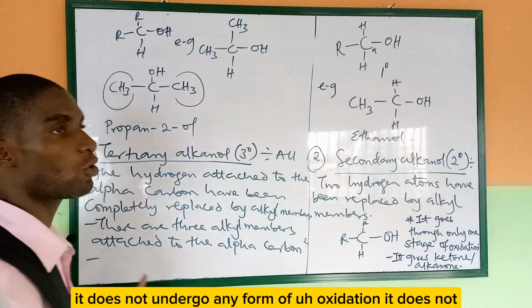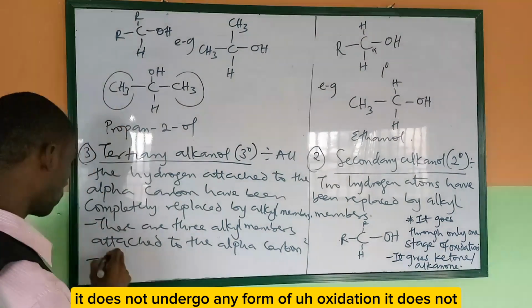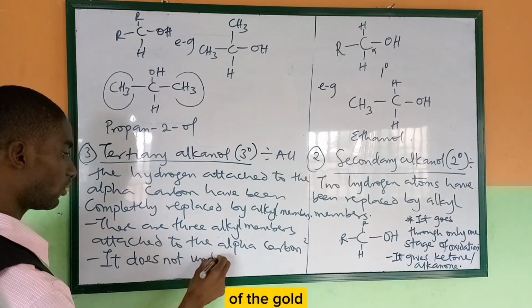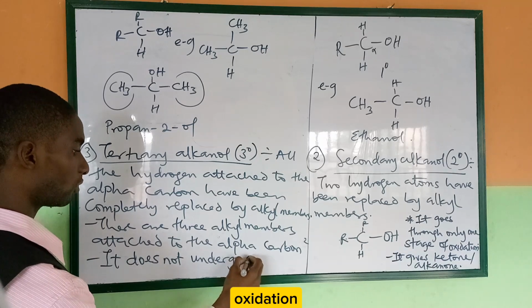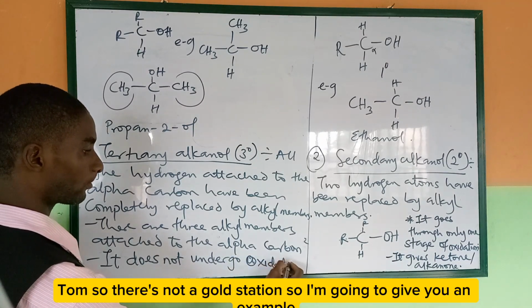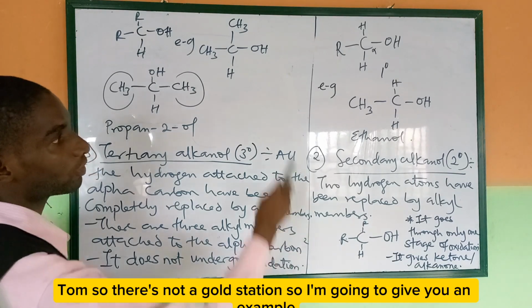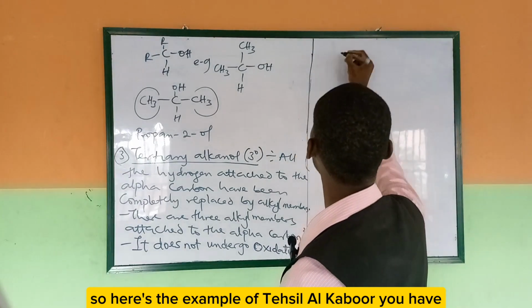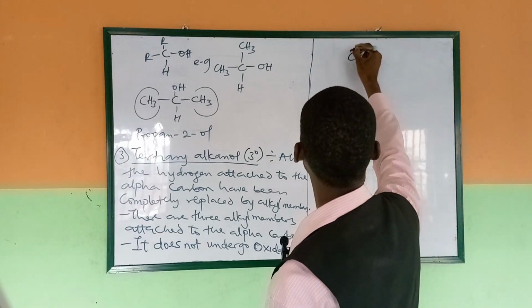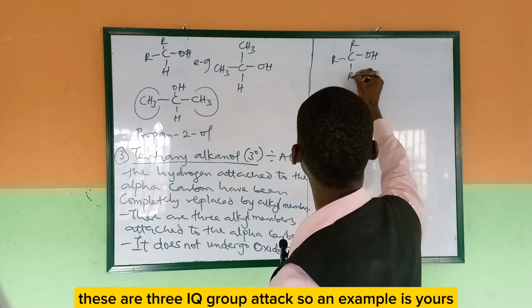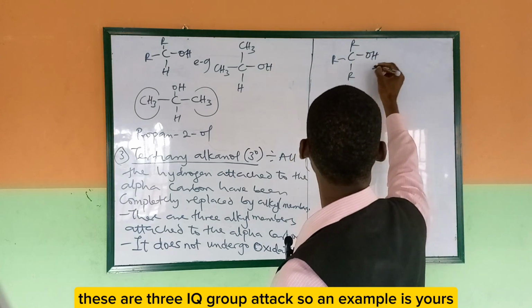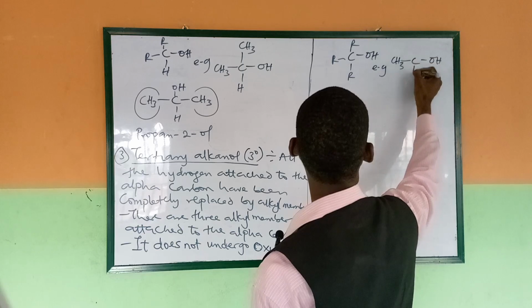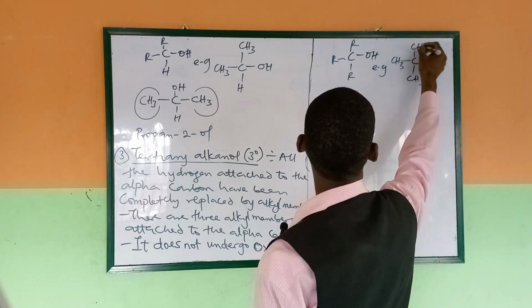So what is one characteristic of this? It does not undergo any form of oxidation at all. So I'm going to give you an example. Let's say an example of tertiary alkanol. You have these three alkyl groups attached. An example is C(OH), CH3, CH3, CH3.